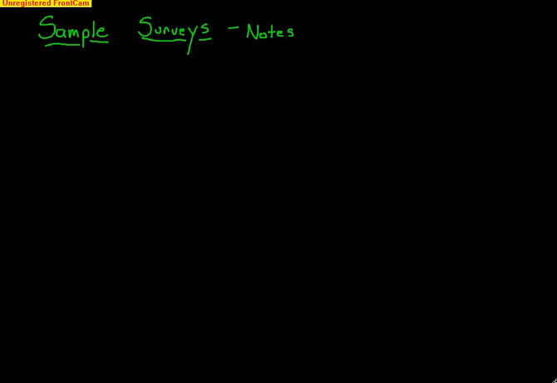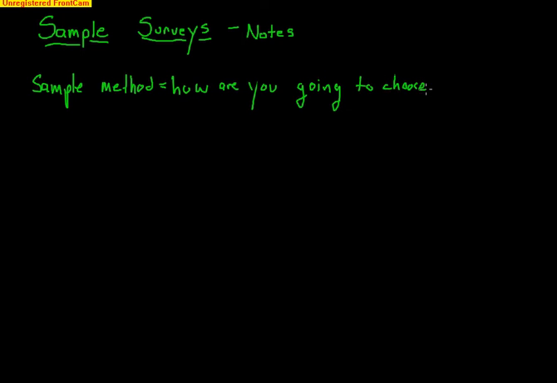Anyway, so sample surveys. The first thing we're going to talk about is, when you're doing a sample, what is a sampling method? A sampling method is simply the method that you choose to choose your sample. So the sampling method is how are you going to choose your sample? So it's actually what you're going to do. How are you going to get a sample? That's the sampling method.